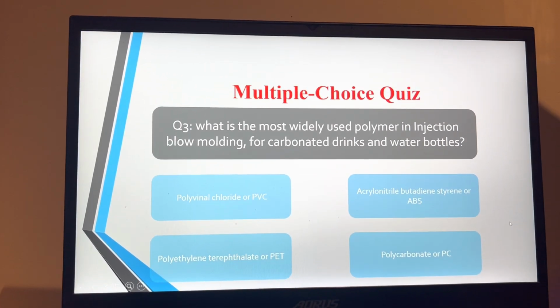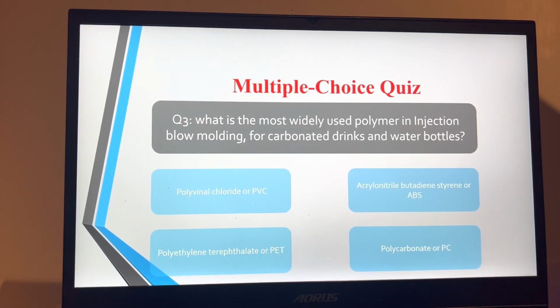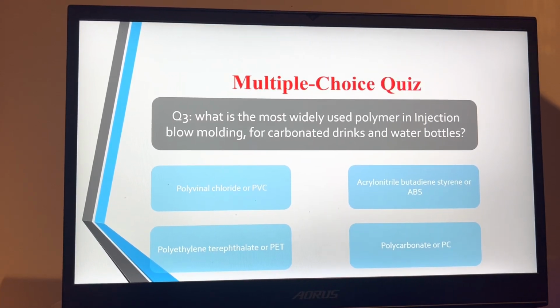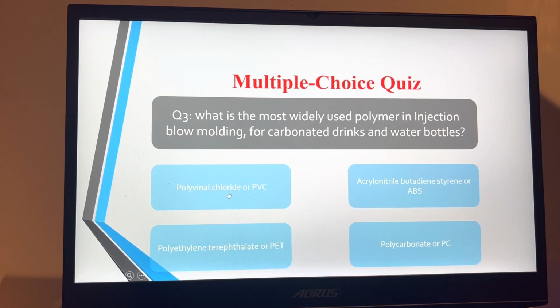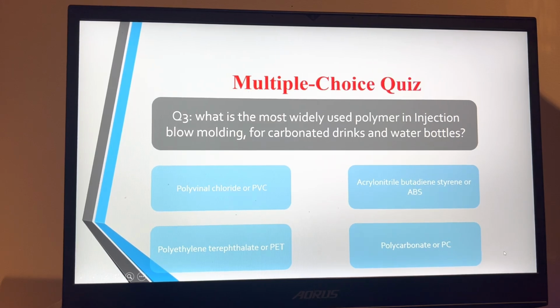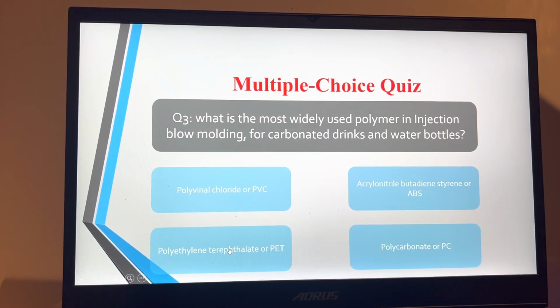Third question: what is the most widely used polymer in injection blow molding for carbonated drinks and water bottles? PVC, ABS, PET, or polycarbonate? The correct answer is PET.